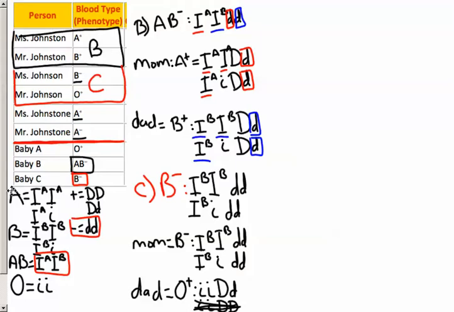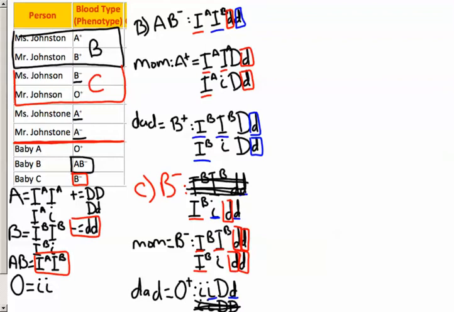So, the baby's going to get one of his little d's from dad, and the baby's going to get an I from dad because the dad is O, so the dad cannot have an IB, so we can rule out the top genotype from the baby. So, now, what would the baby get from the mom? The baby would have to get an IB from mom and a D from mom.